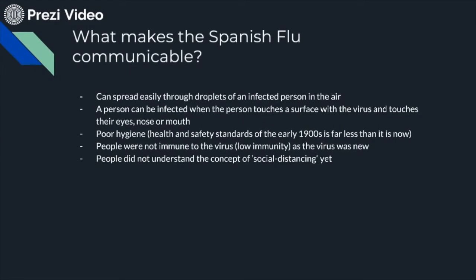So what makes the Spanish flu so communicable? The Spanish flu is a very communicable disease. It could spread through droplets, as mentioned in my third slide. Poor hygiene at that time, because people were less conscious of hygiene 100 years ago. That's why there were so many cholera outbreaks in that era. There was no concept of social distancing because viruses were quite new to scientific study and to the public, and people were not immune to this deadly virus because it was a new virus. However, nowadays the mortality rate of the Spanish flu, the H1N1 virus, is way lower than it was before because there are vaccines which help us fight the virus so it doesn't become that severe.